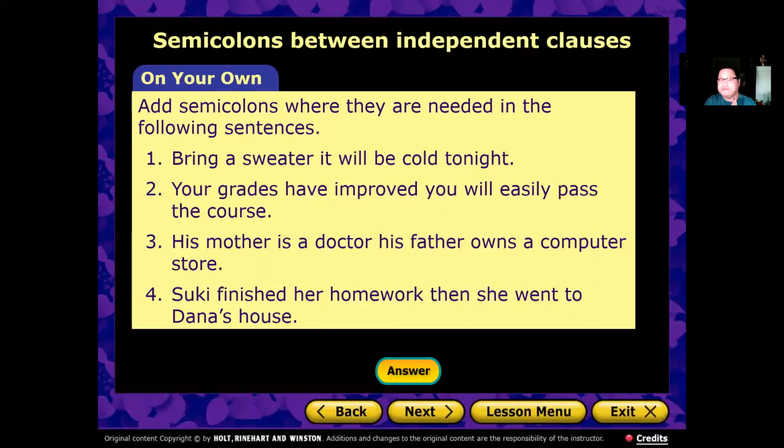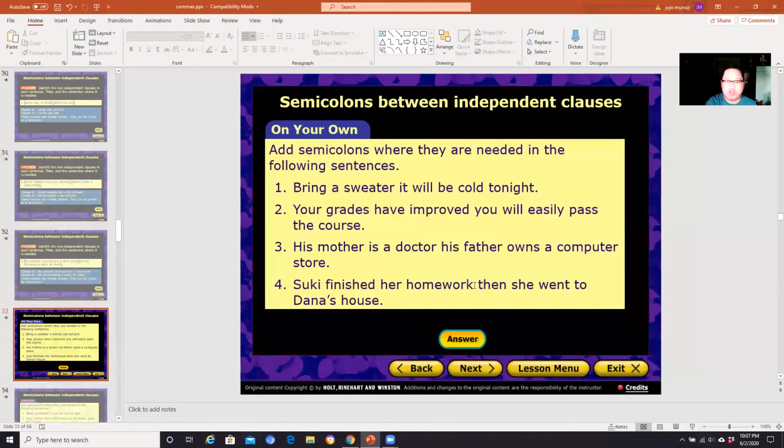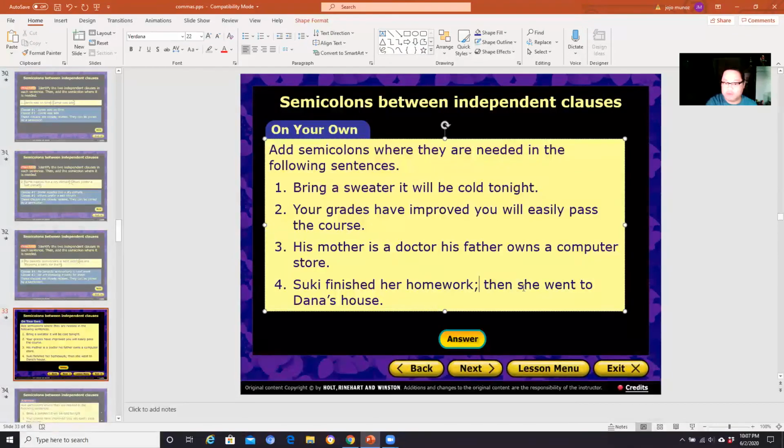Number four, Suki finished her homework. Then she went to Dana's house. Okay, here in this kind of sentence, if you notice, the second sentence starts from the word then. The word then is an introductory element before the actual sentence. So we're going to use two punctuations right here. We're going to use a semicolon. Of course, like what I told you, this is an introductory element. We use a comma. So Suki finished her homework, semicolon, then, comma, she went to Dana's house. Okay, so that's the right answer.